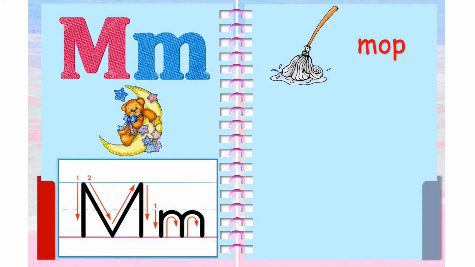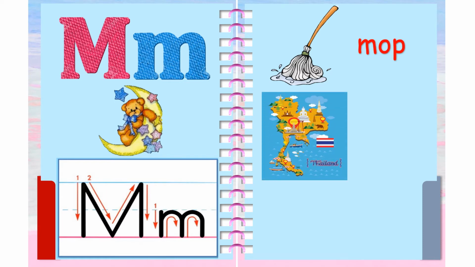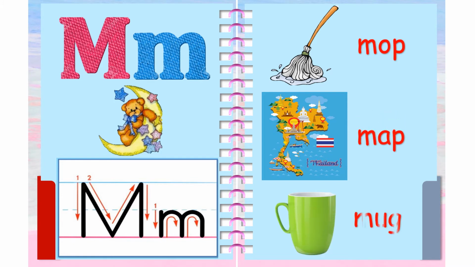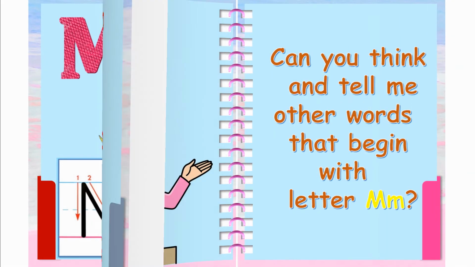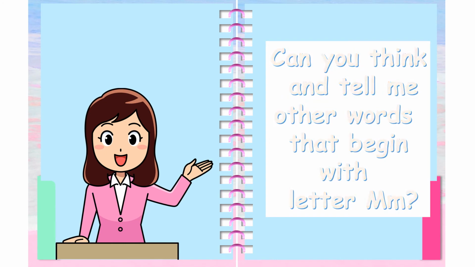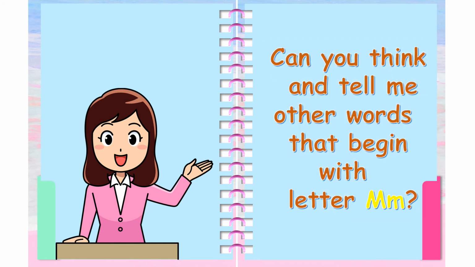Mop. M, O, P, mop. Map. M, A, P, map. Mug. M, U, G, mug. Can you think and tell me other words that begin with letter M?